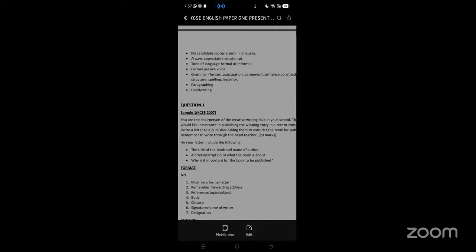And finally, the grammar. This is important. One of the issues we check in language is your grammar, the tenses, the punctuation, the subject-verb agreement, the sentence construction, the sentence structure, the spelling, legibility. Hata hapa handwriting ndio inakujia. So vile umeandika hiyo grammar yako kwa hiyo barua will influence whether you'll get the 8 ama you'll get 3 marks. Also paragraphing and handwriting. All those things will determine how much you score as far as the language is concerned. Ladies and gentlemen, those are good tips on functional writings.